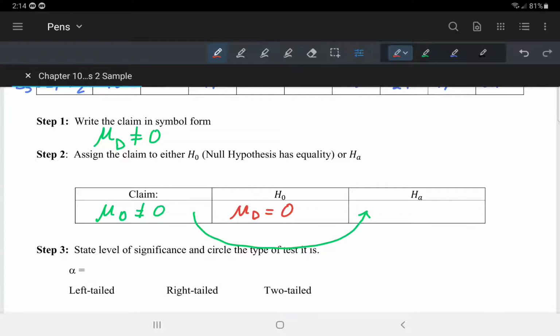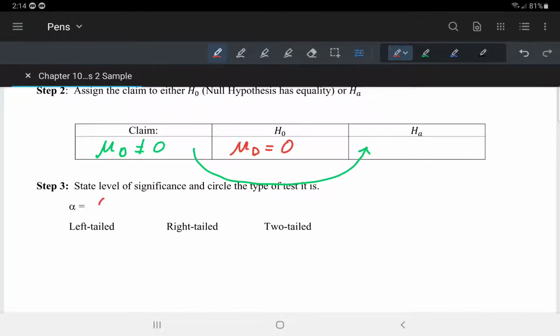Then we can state the level of significance of this test. We're testing at a 5% significance level. The null hypothesis has the not equal to symbol, so this is a two-tailed test.